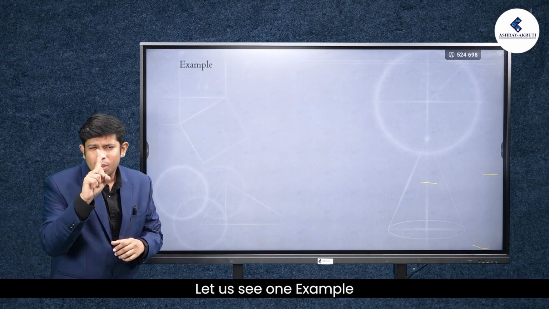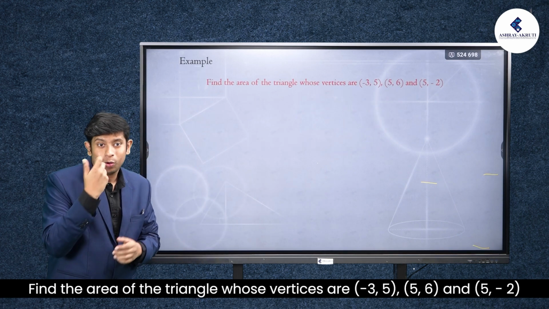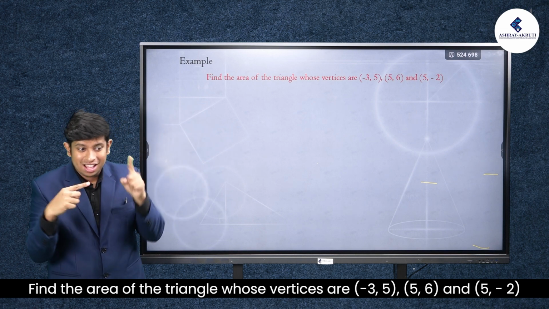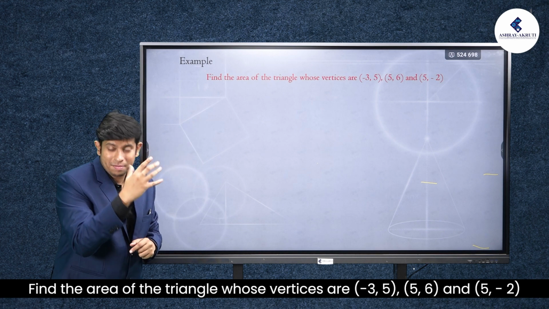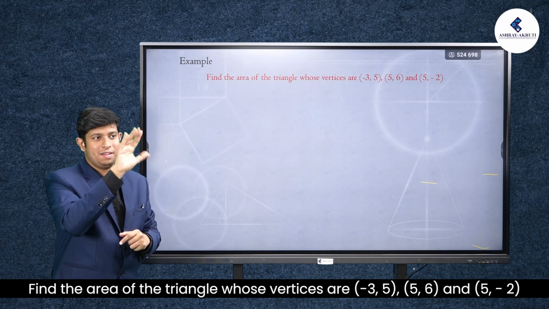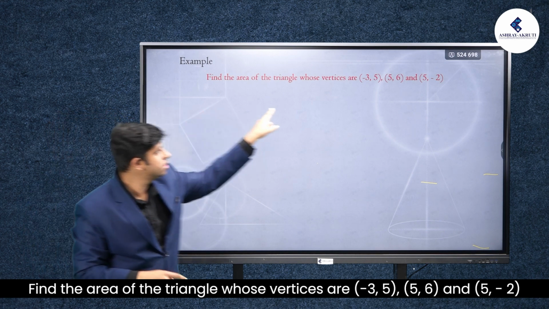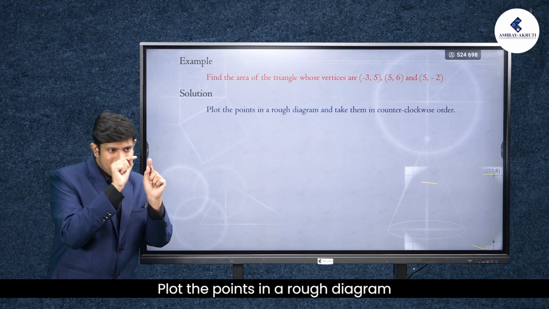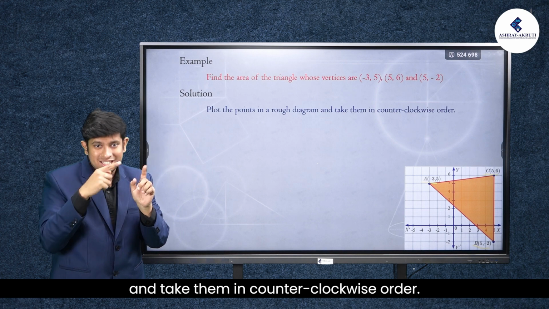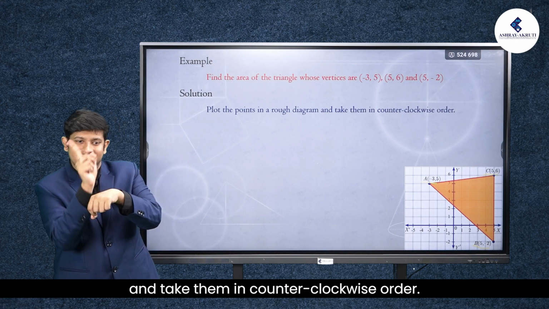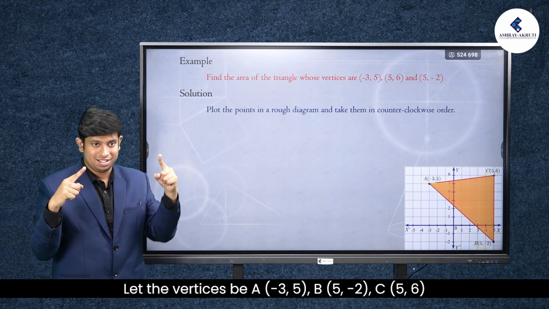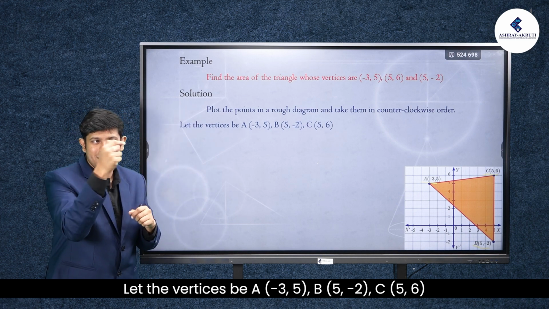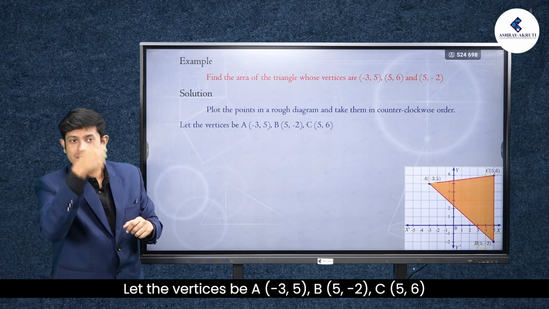Let us see one example. Find the area of the triangle whose vertices are (minus 3, 5), (5, 6) and (5, minus 2). Solution. Plot the points in a rough diagram and take them in counterclockwise order. Let vertices be A(minus 3, 5), B(5, minus 2) and C(5, 6).